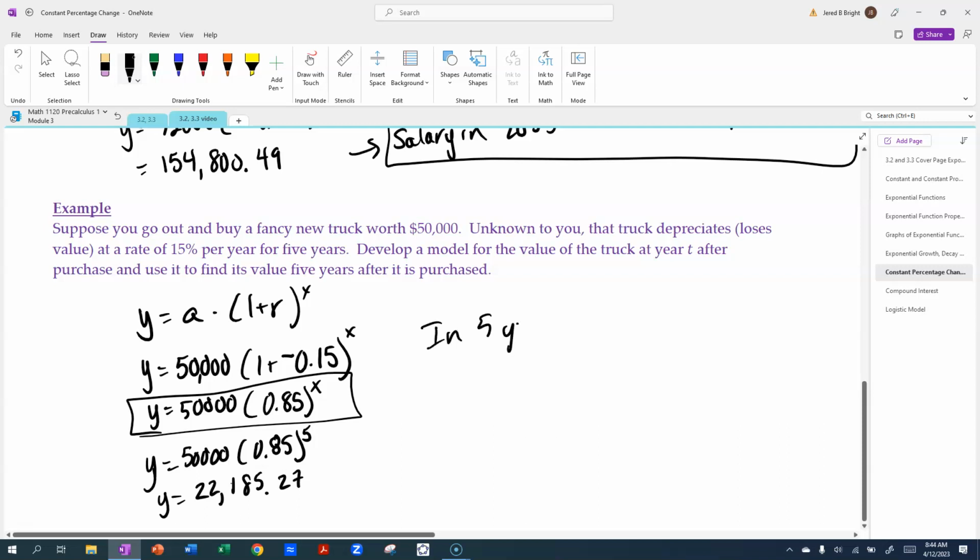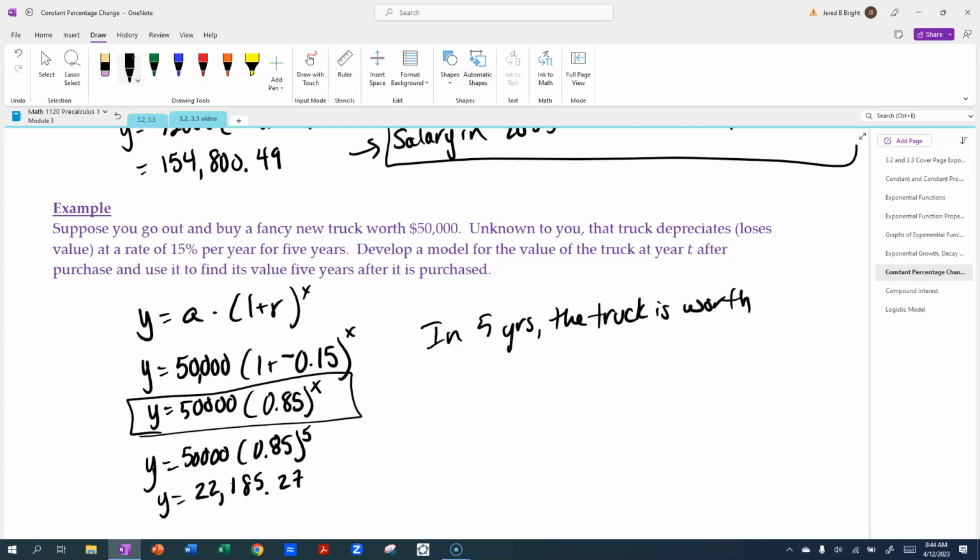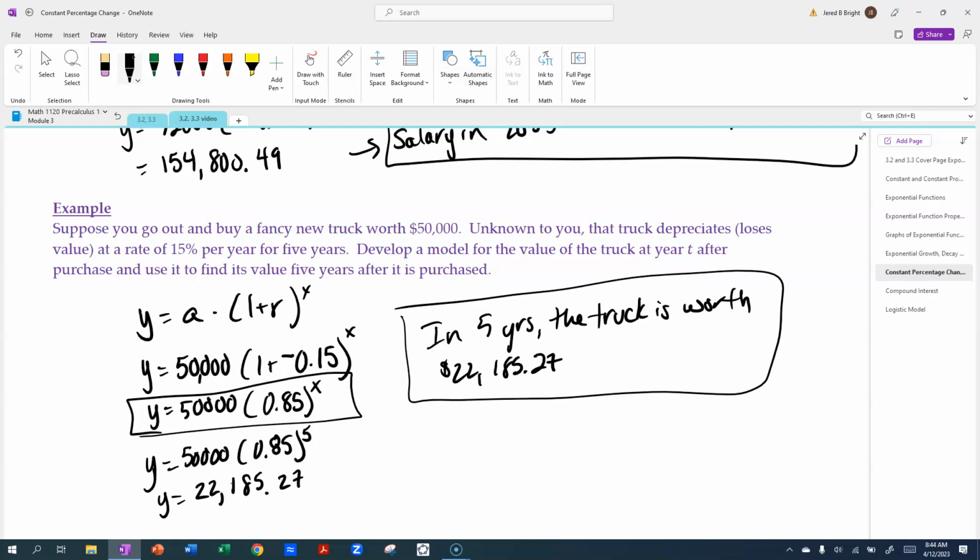In 5 years, the truck is worth $22,185.27. Maybe that's good to you, but vehicles, they depreciate terribly, and it hurts.